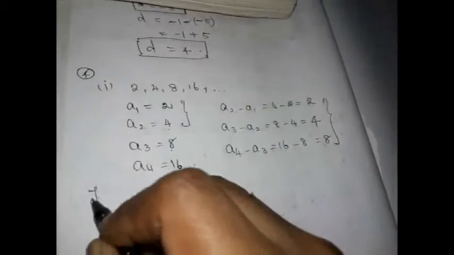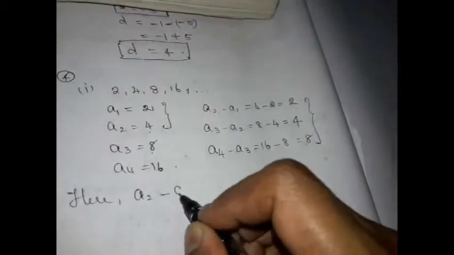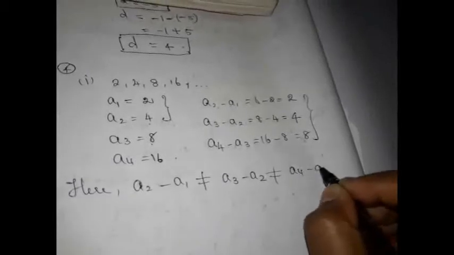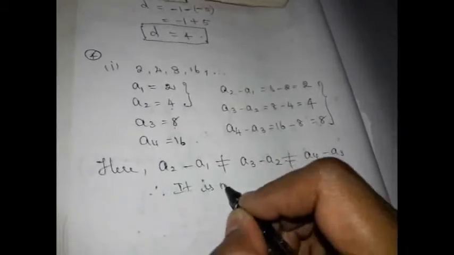A2 minus A1 is not equal to A3 minus A2, which is not equal to A4 minus A3. Therefore, the given series is not an AP. It is not an AP. Only if it is an AP, they asked you to find the next 3 terms. It is not an AP, so you can conclude the problem here. Now let us solve one more problem.